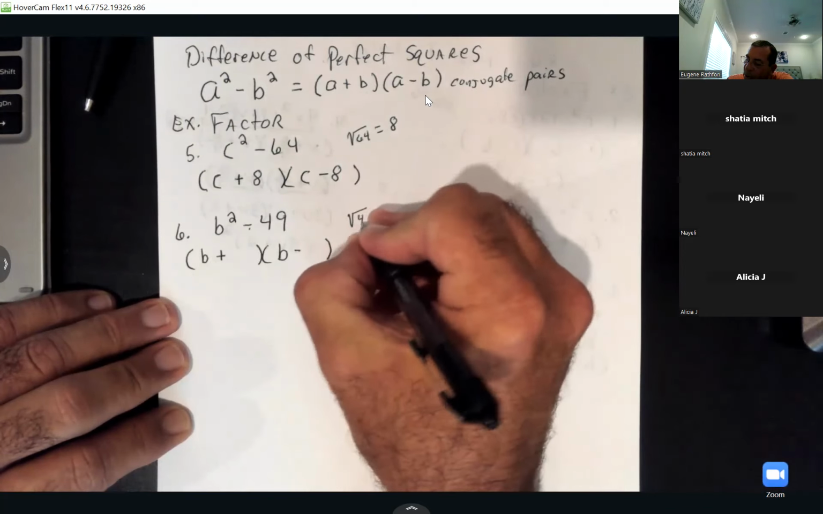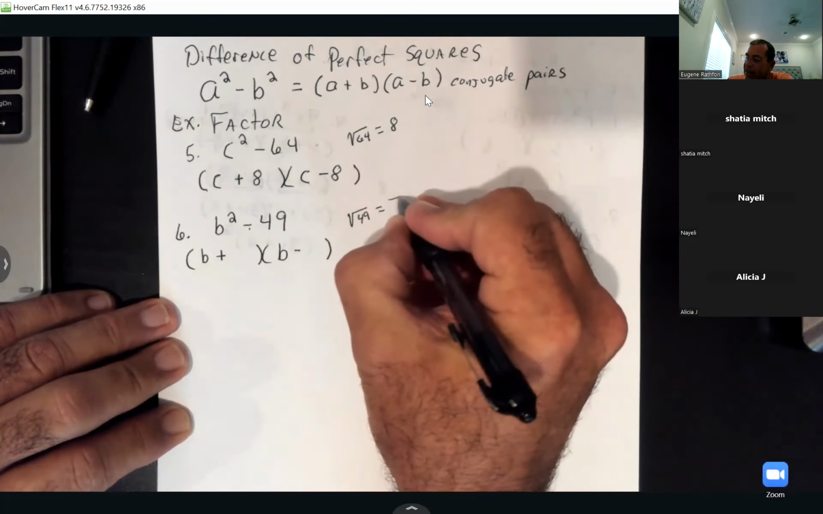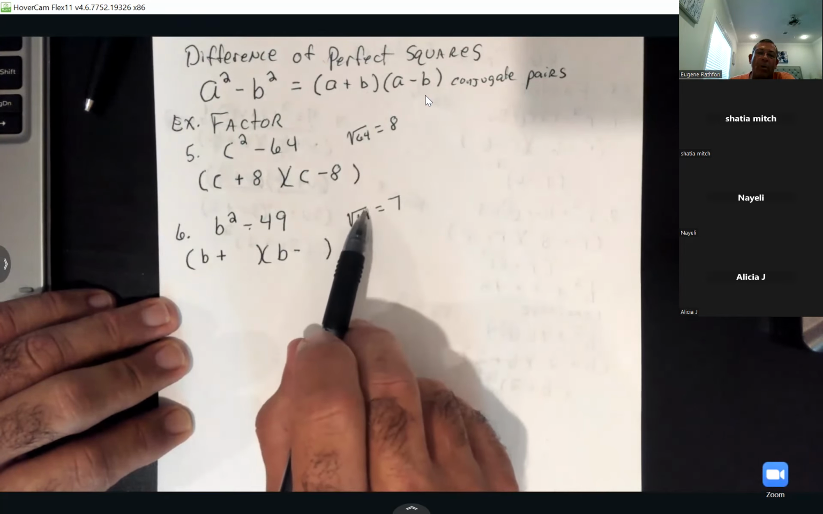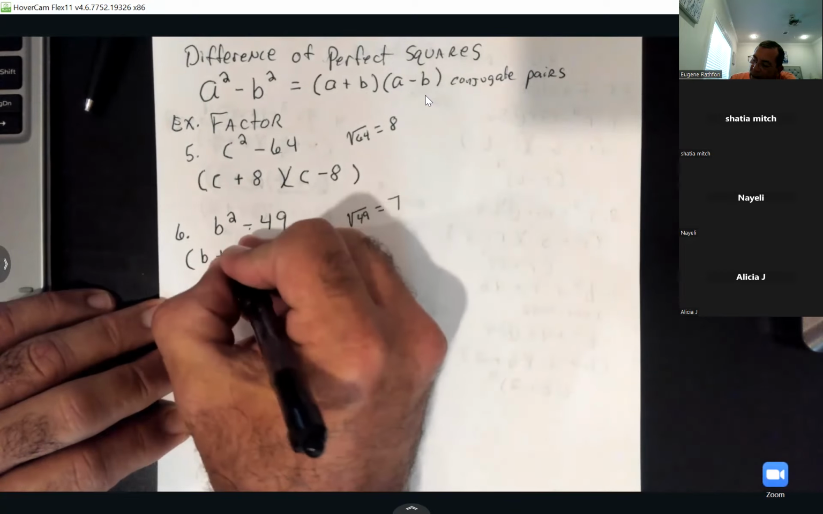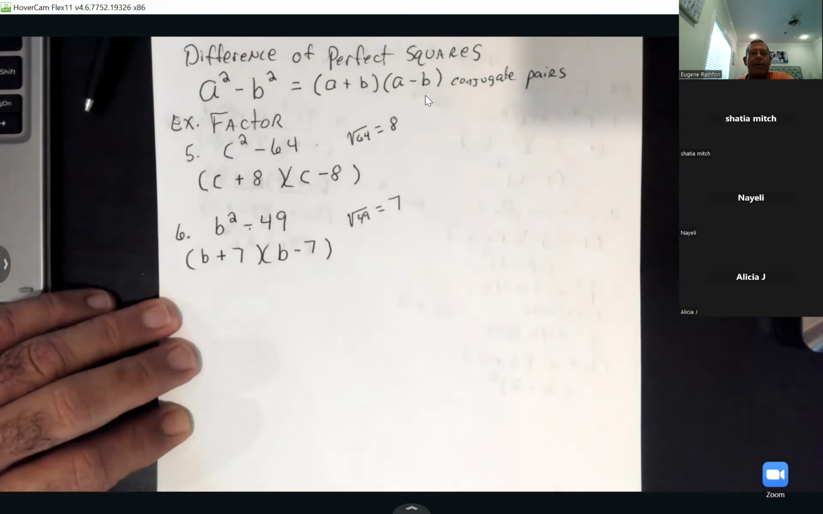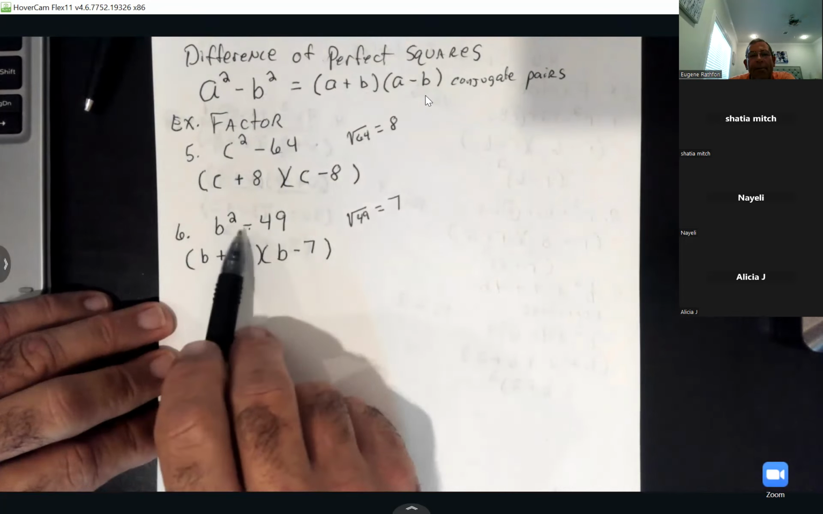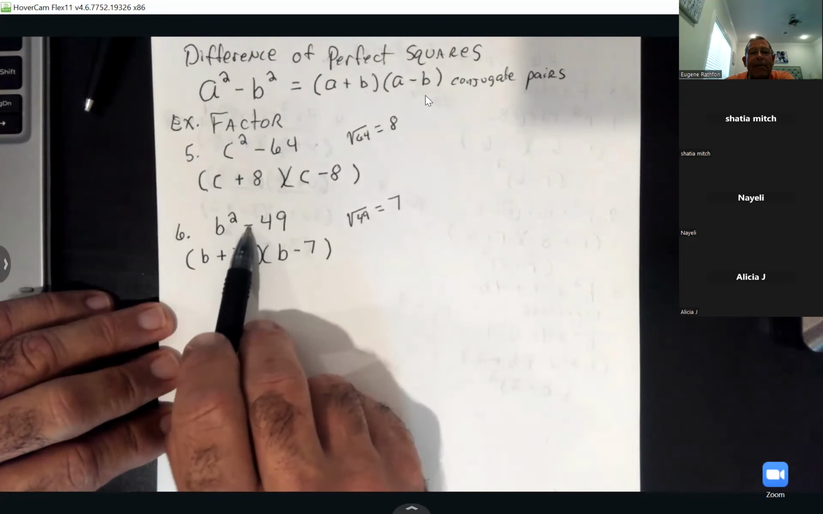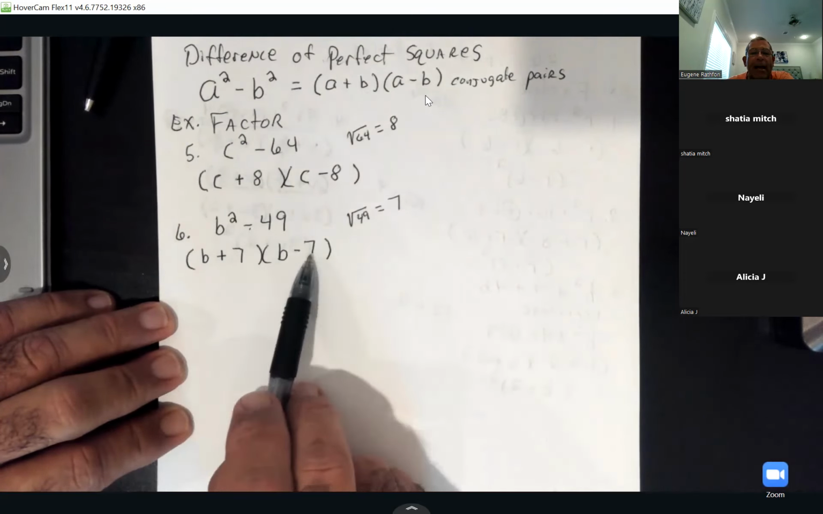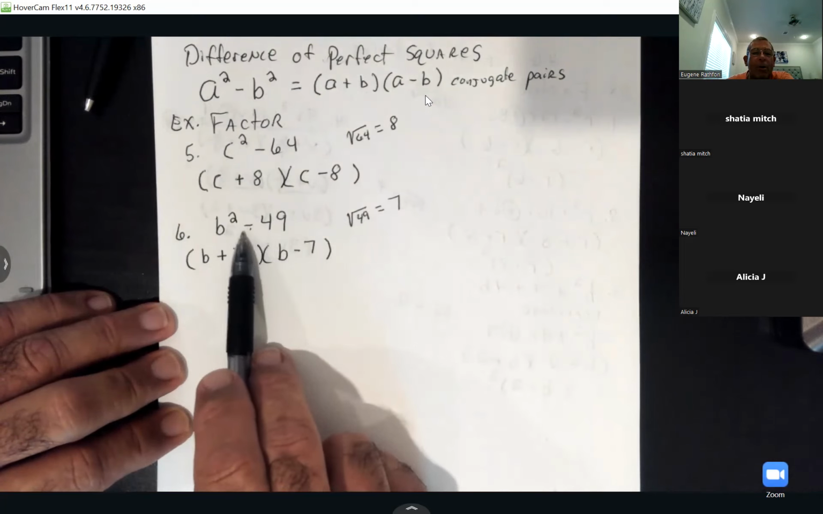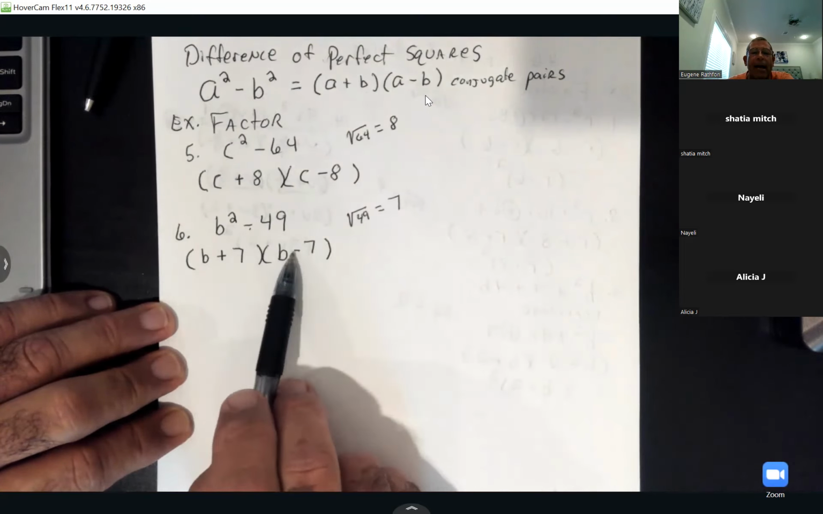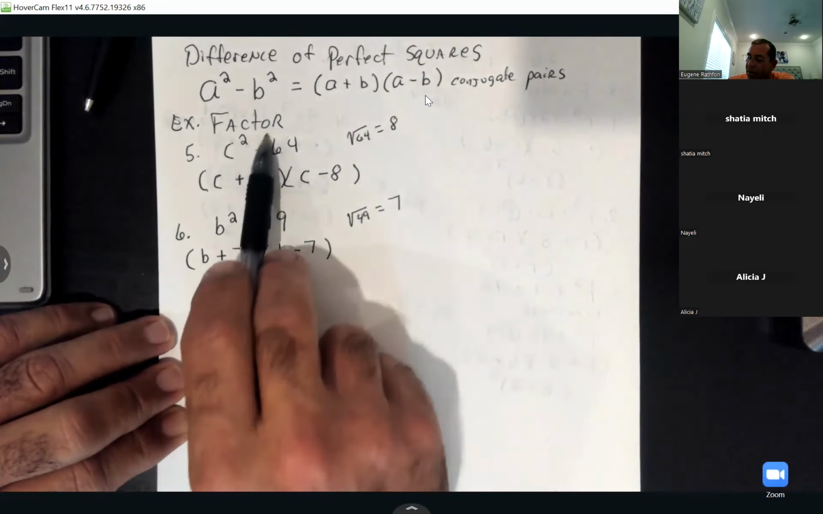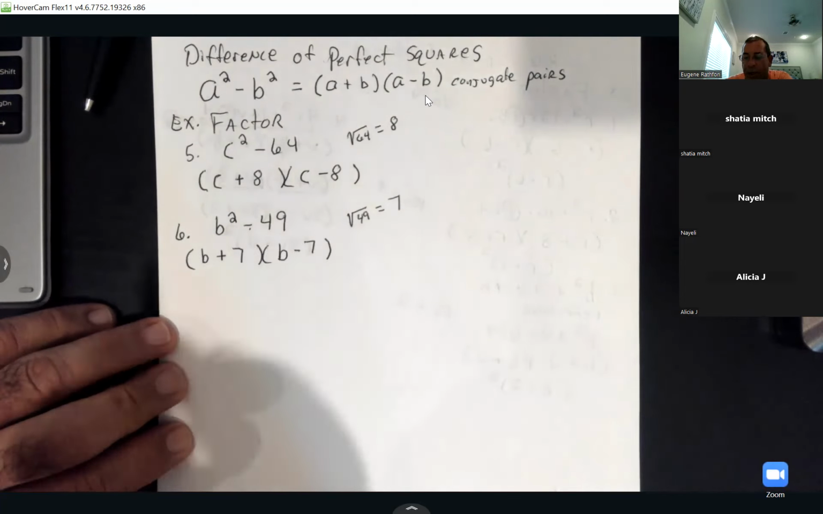So let's go over here. The square root of 49 is 7. Since 7 times 7 is 49, the square root of 49 is 7. So I would put a 7 here and a 7 there. Now remember, there's not a b in the middle. So it's like a 0b. And if you add 7 and negative 7, you get that 0. But then 7 times negative 7 gives me the negative 49. So you got to treat all these like there's a 0 in the middle.